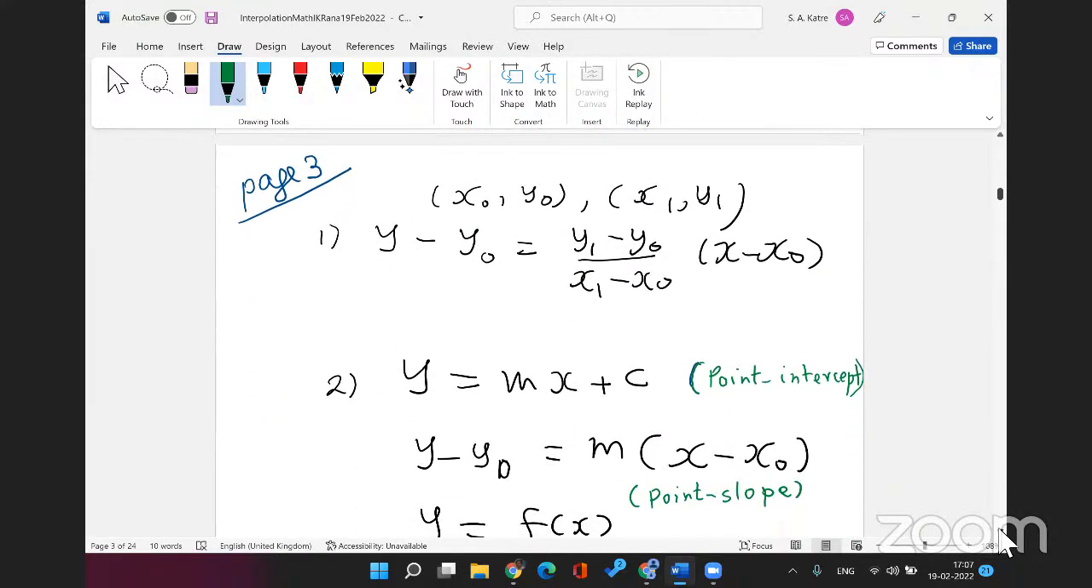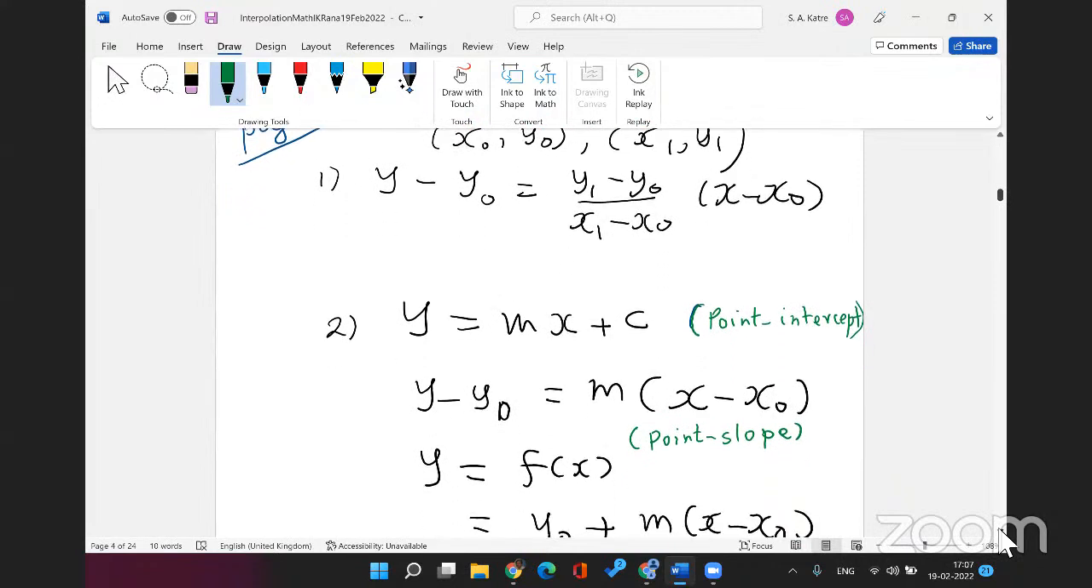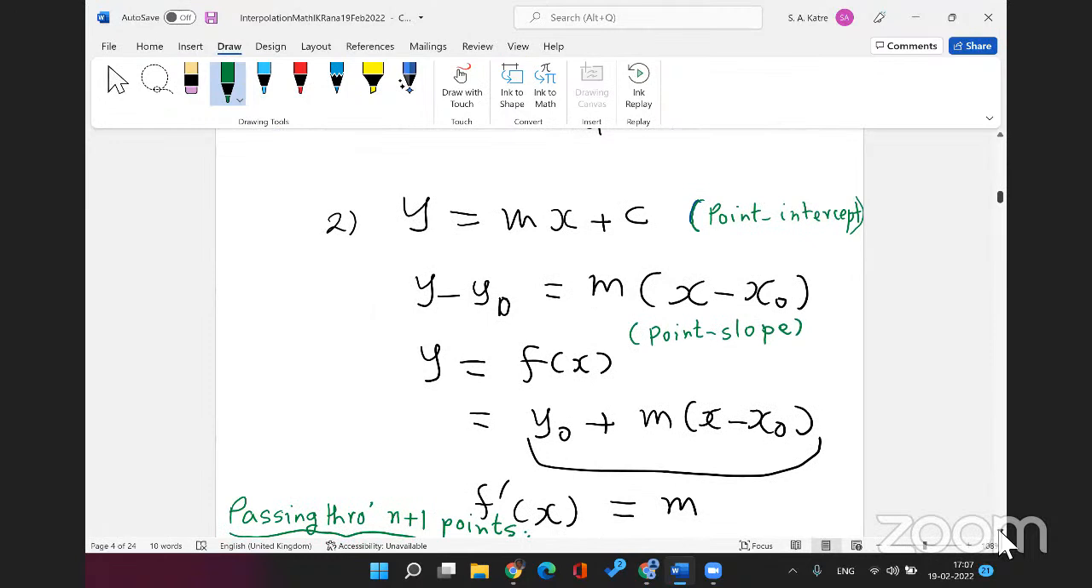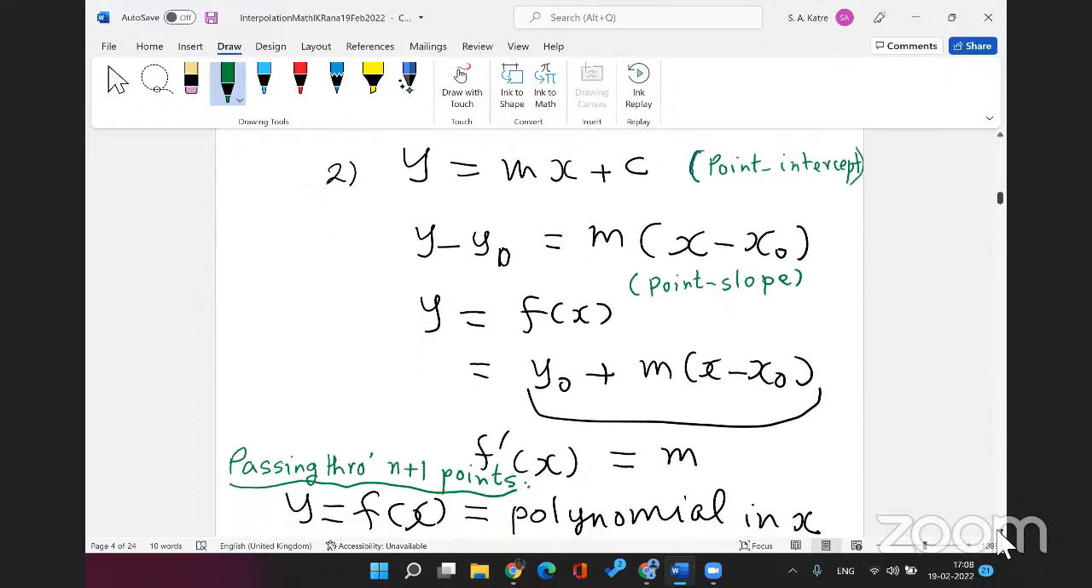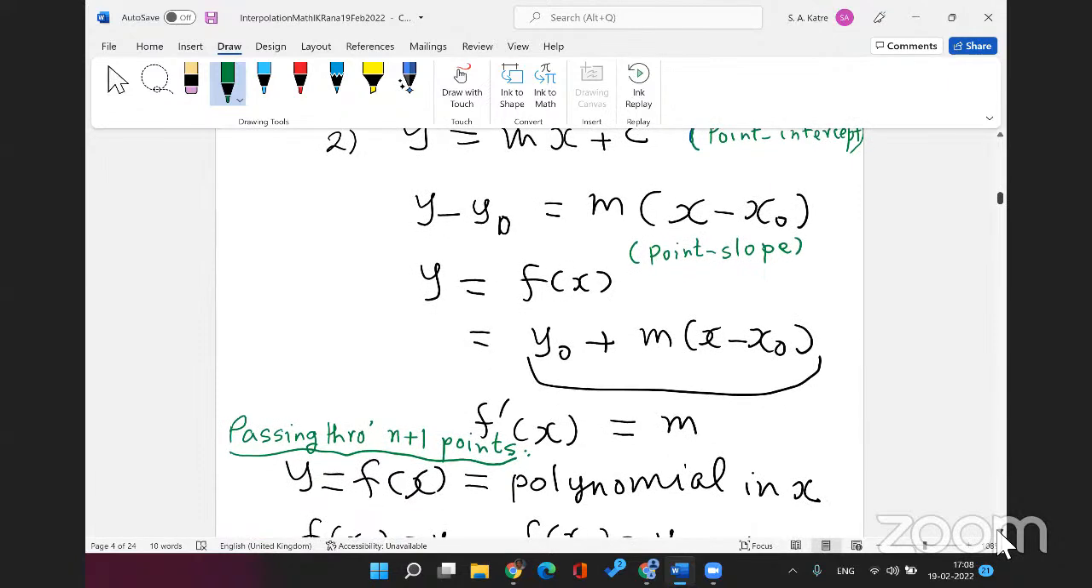So these are the equations that we just mentioned, the point slope form. If you look at this point slope form, y minus y naught equal to slope into x minus x naught, we can write this as y equal to f(x), where f(x) is y naught plus m times x minus x naught. If you find the derivative f dash (x), that comes out to be m.